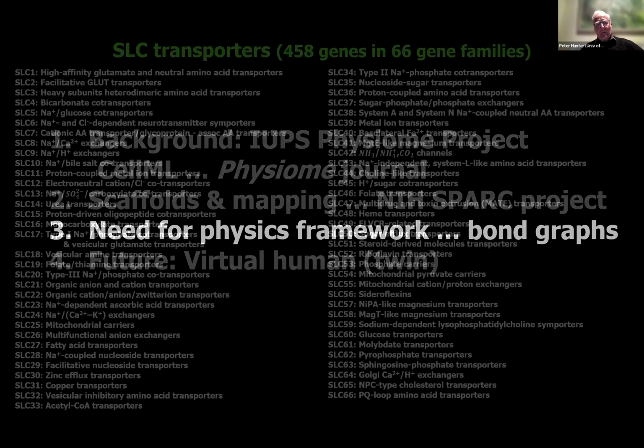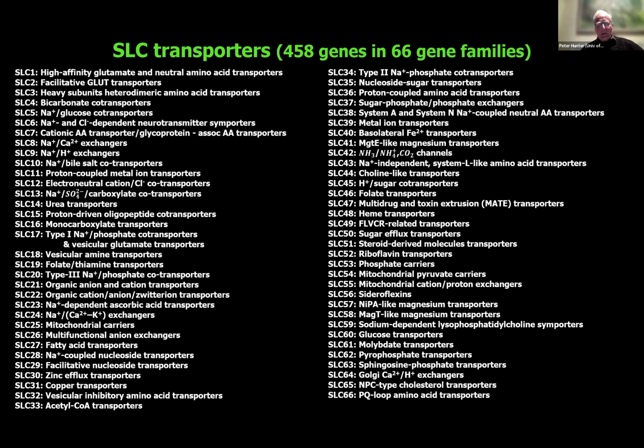Just as an example, if you look at one particular part of the genome, the set of SLC, solute carriers, these are the transporters in all cell membranes that transport small molecules across those cell membranes. There are about 66 gene families, and that represents about 2.5% of the genome, 458 genes currently.